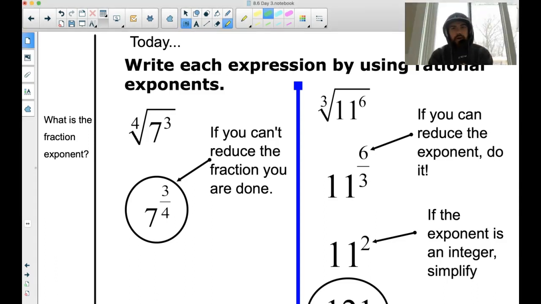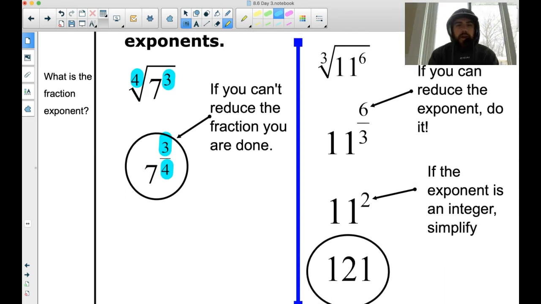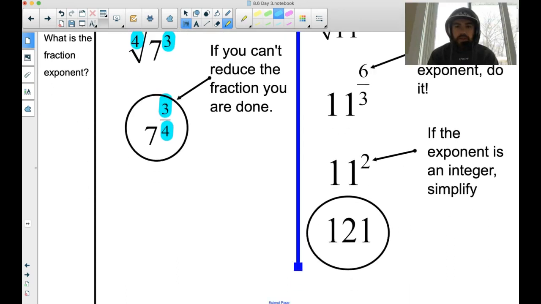So today we are going to write each expression from radical form to exponent form. So it's basically just going the opposite direction we did yesterday. So let's say we have the fourth root of 7 to the third power. Well, again, the index of the root is going to be the denominator of your fractional exponent. And then here, the numerator, 7 to the third, is going to be your numerator. So really I just remember the denominator, index of the root. That's all. Here's another example over here. 11 to the 6th, cube root of that. That's going to be 11 to the 6/3 power, which really is kind of silly because that's just squared.